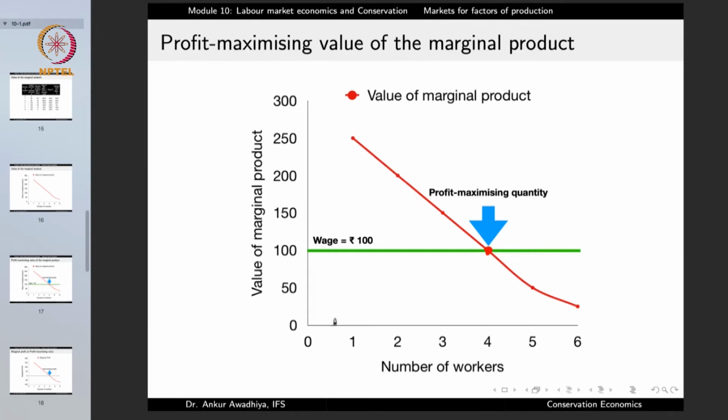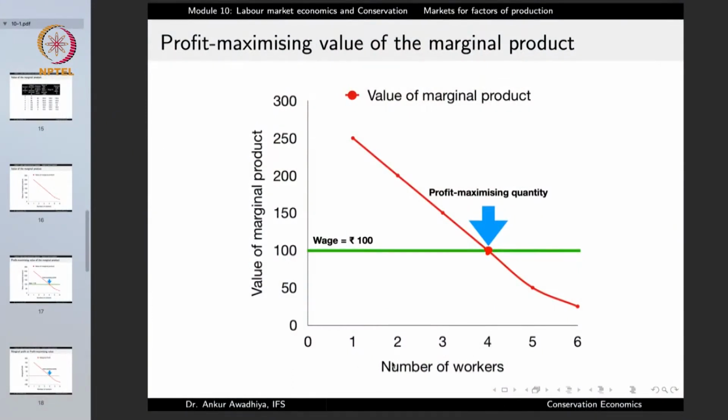Now why is that so? Well, when the number of workers is increased from 0 to 1, this first worker is able to produce a good that can be sold for 250 rupees. And the wage that has to be given to hire this labor is just 100 rupees. So when the number of labor is increased from 0 to 1, the additional labor is producing something that has a much higher value of the marginal product than the wage rate, which means that if the firm hires this labor and uses this labor to produce the good, then the company is adding to its profit. And we began by saying that this is a profit maximizing firm.